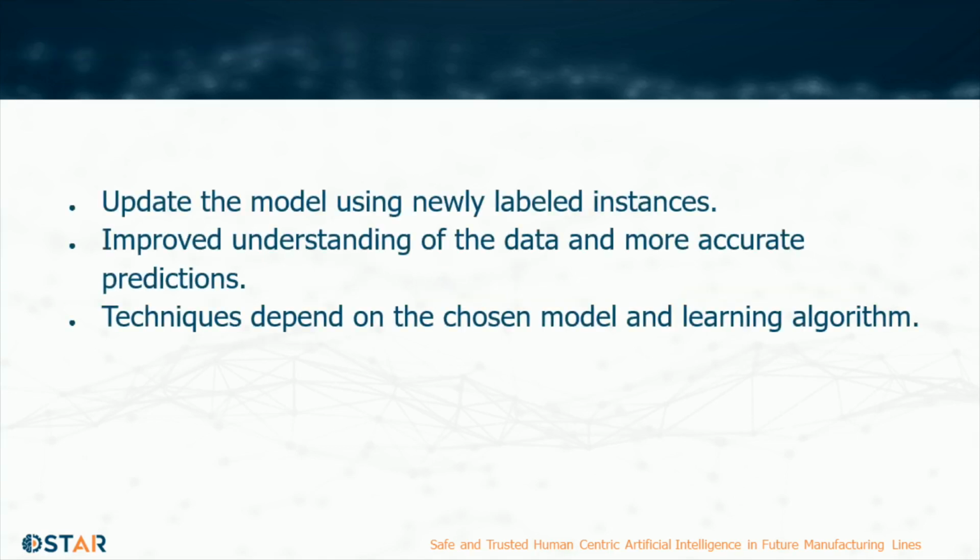6. Model update. Once the instances are annotated, the model needs to be updated using the newly labeled instances. The updated model will now have a better understanding of the data and will be able to make more accurate predictions. The update can be done using various techniques depending on the chosen model and learning algorithm.